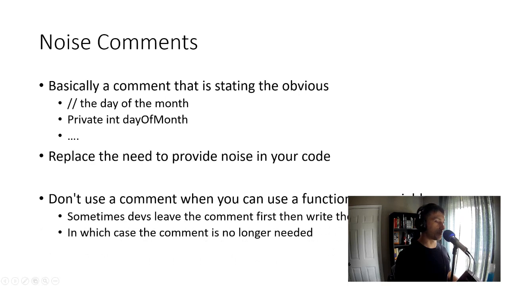Noise comments, not really needed. So basically, noise comments are stating the obvious. Say you have a private int variable that's called day of the month, and then you have a comment that says, this is the day of the month. Self-explanatory, probably not needed, and you should get rid of that. Replace the need to provide noise in your code. You don't want noise. You want your code to essentially do the talking.